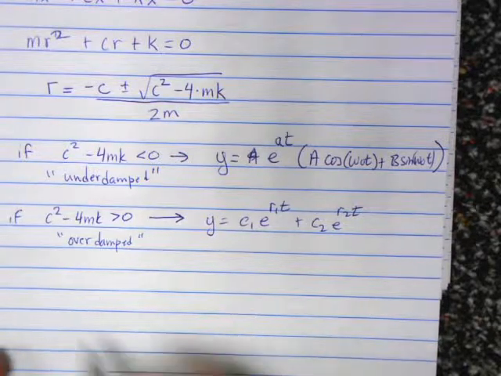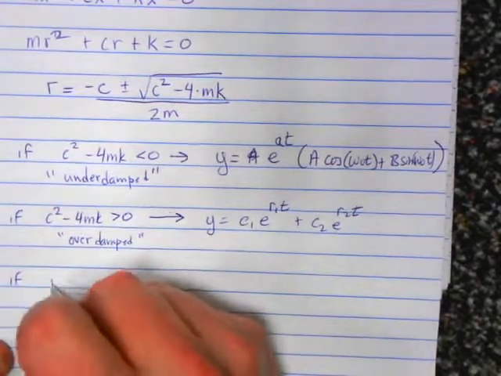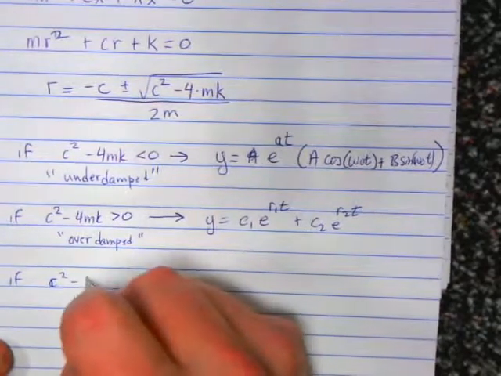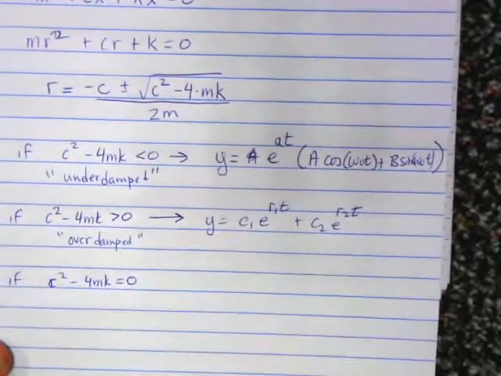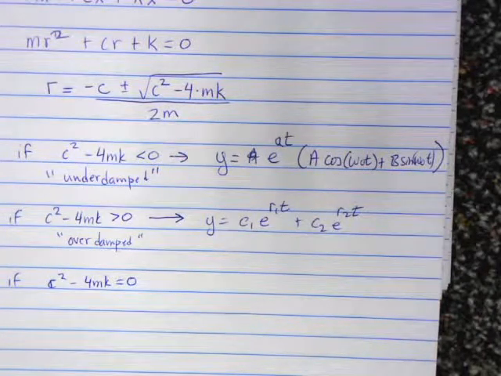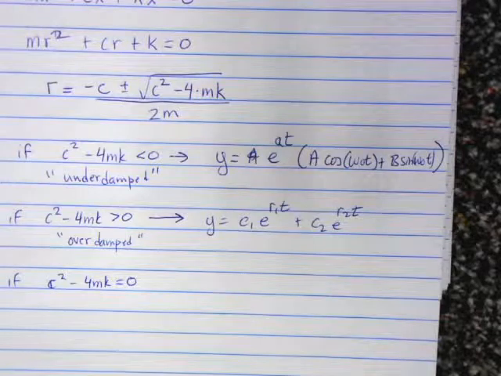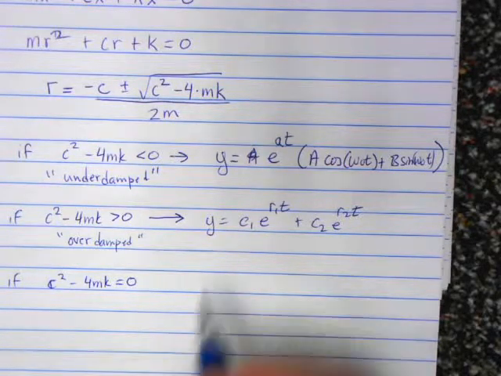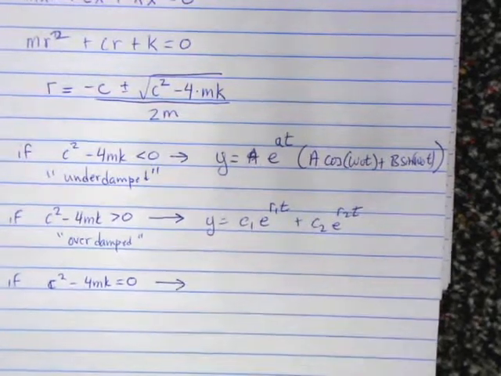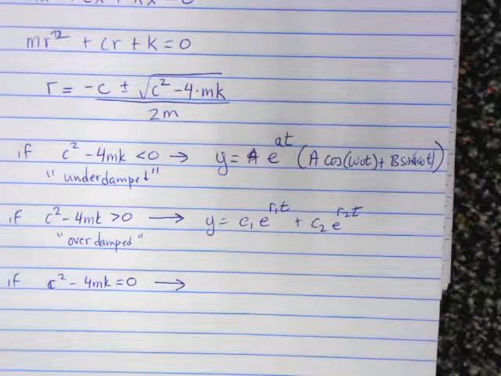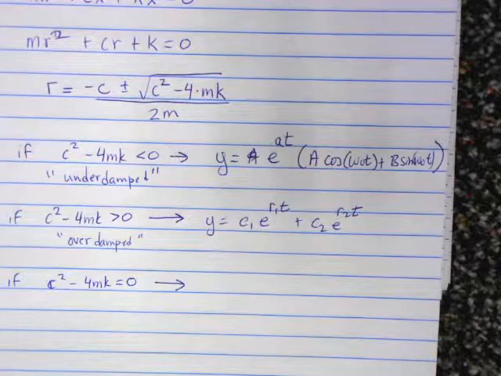The third possibility: c squared minus 4mk could actually turn out to be the number 0. What's the equation look like if c squared minus 4mk happens to be the number 0? No, you only get sine and cosine when you have complex answers. It's just constant. c1 plus c2 is just 0.